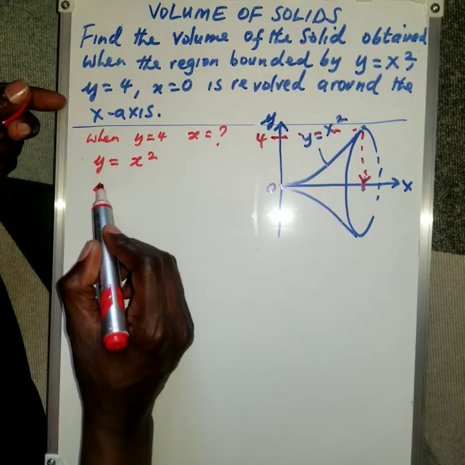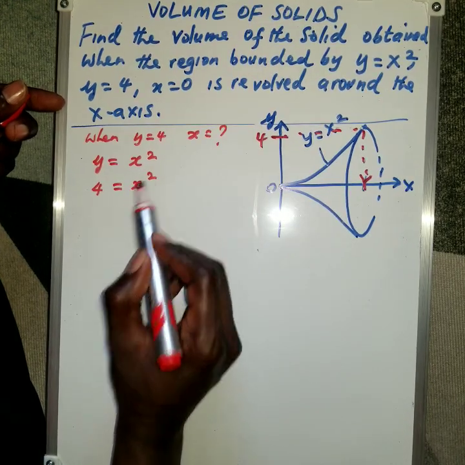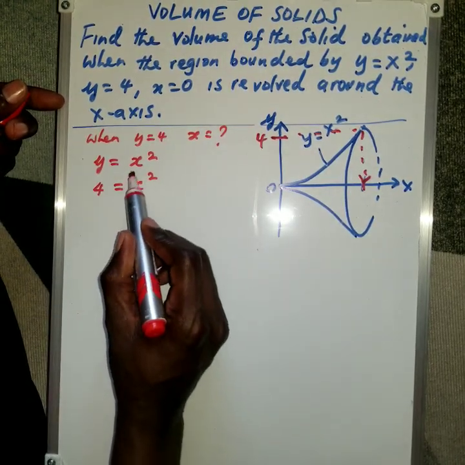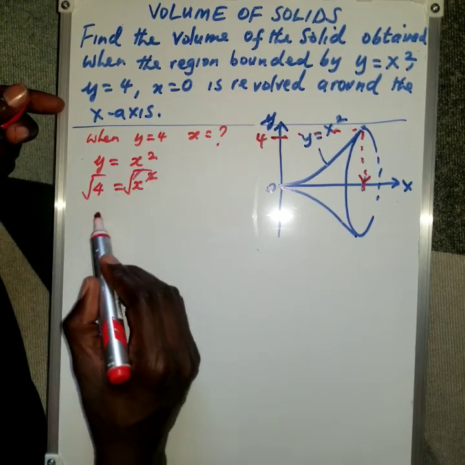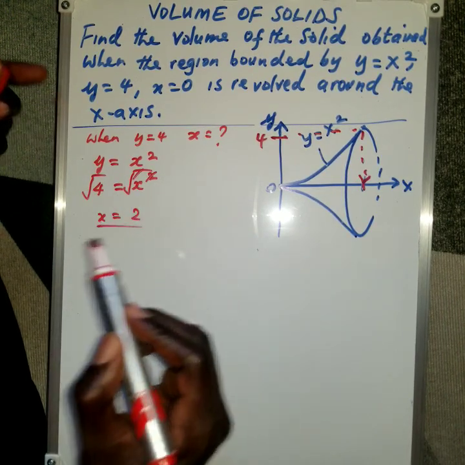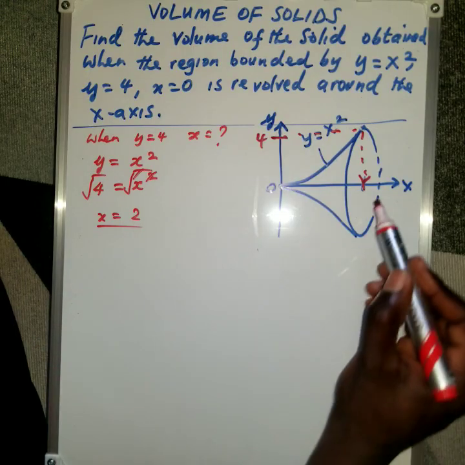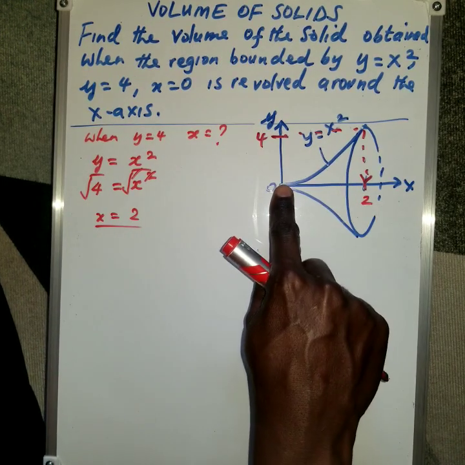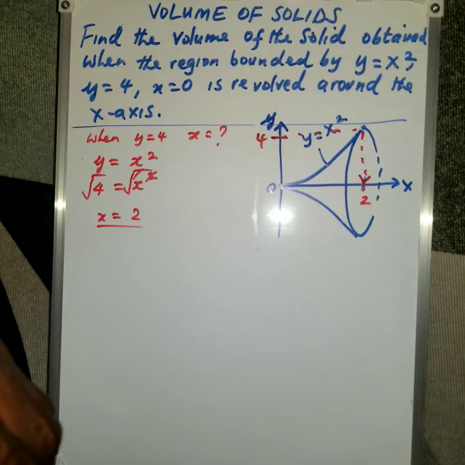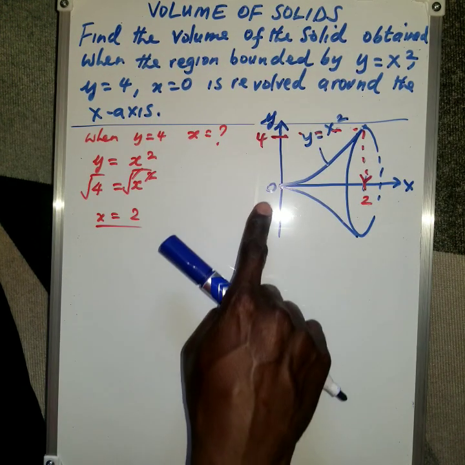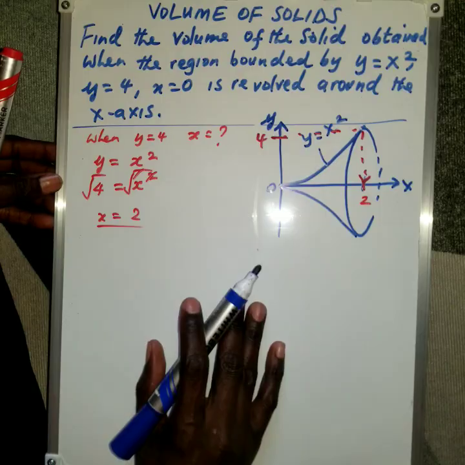So the value of y is 4, which is equal to x raised to the power 2. How do I find x? I introduce the square root. What I do this side, I'll do the other side. So therefore x is equal to 2. I'm just taking the positive part. So it is being rotated between 0 and 2. So those are your limits, your lower limit and the upper limit.